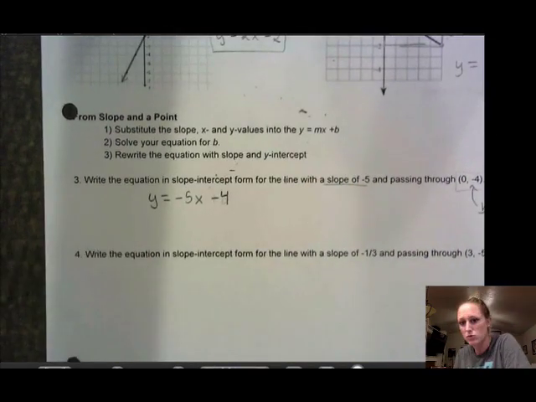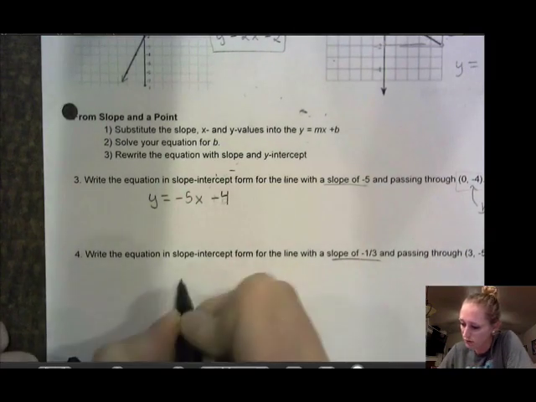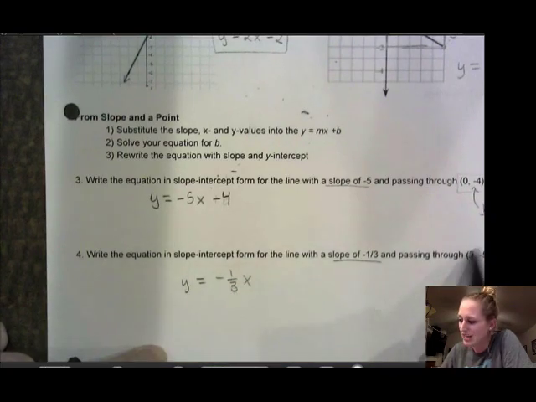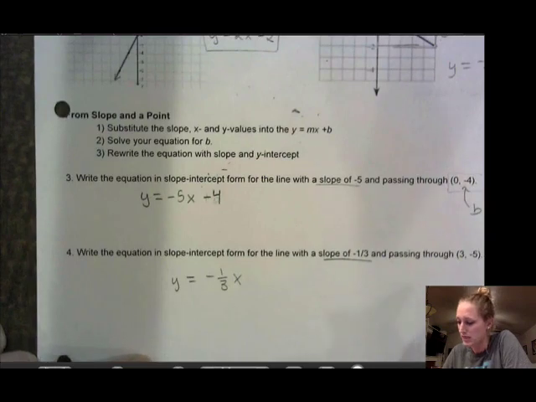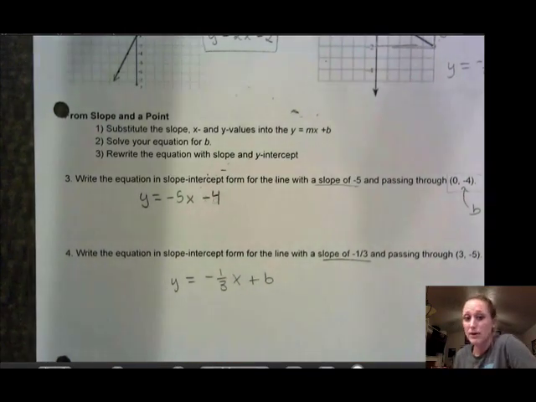Now sometimes it won't always be that nice to us. Like in this one, we have a slope of -1/3, so I have y equals -1/3 x plus b. At this point, it is not 0 and then a number, so that is not the y-intercept. So I'm just going to write plus b for right now. Okay, so now we're going to follow these steps.